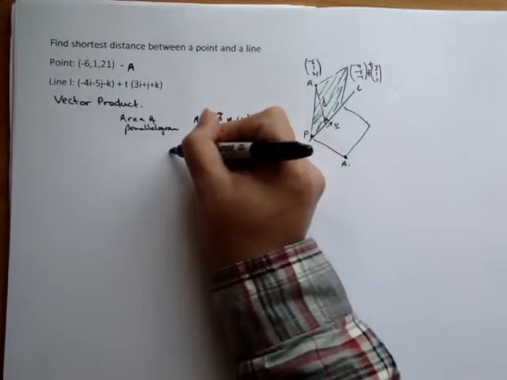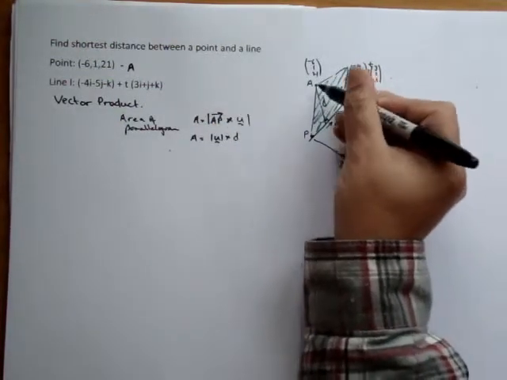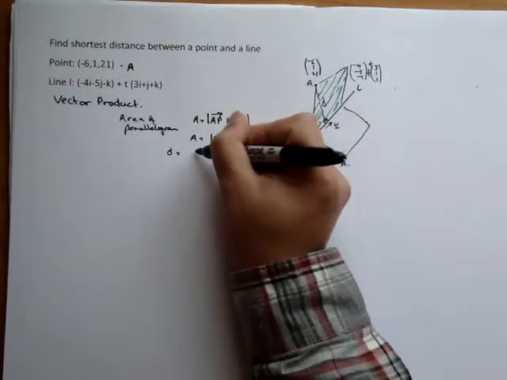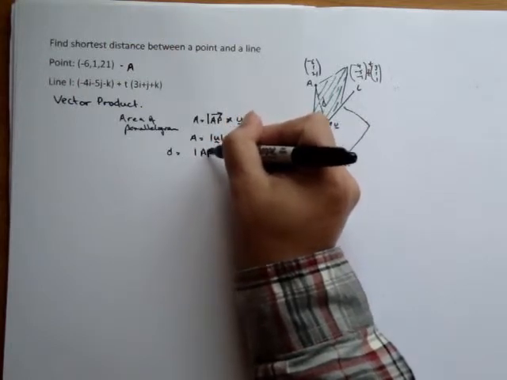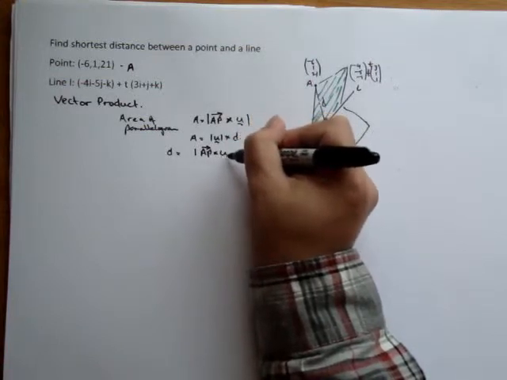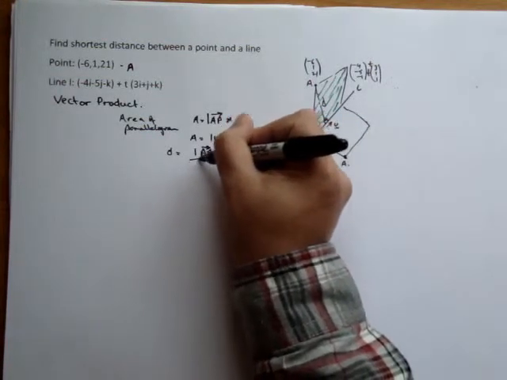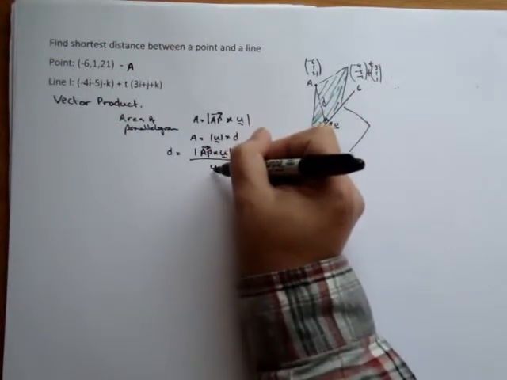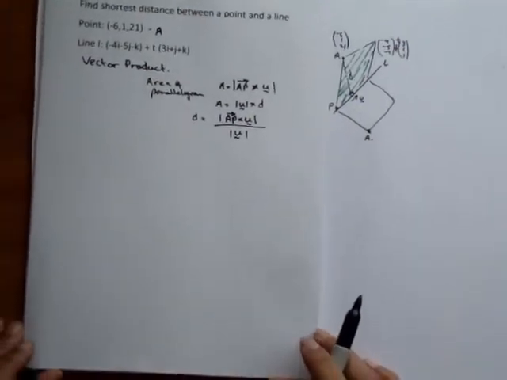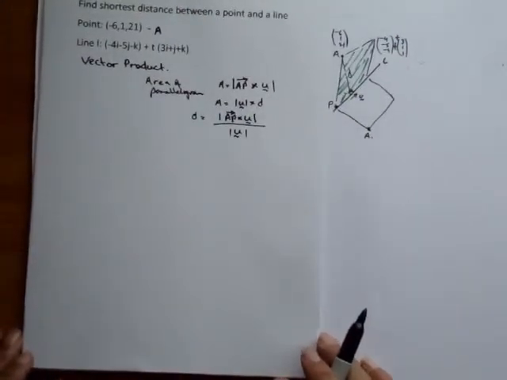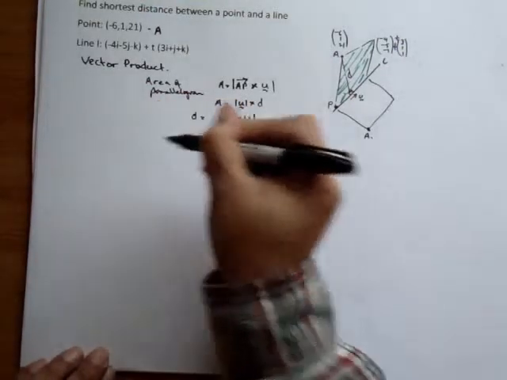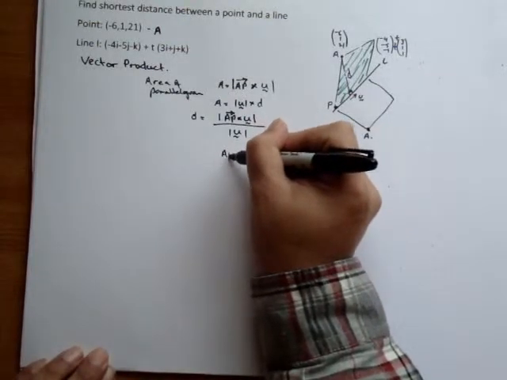So when we want to work out the distance, the little d, which is the height of the parallelogram, we get D equals AP vector product with u, and divide that by the magnitude of u. Okay, so let's do this for this question. Let's use this equation now. So we have AP, that's what we want to work out first.